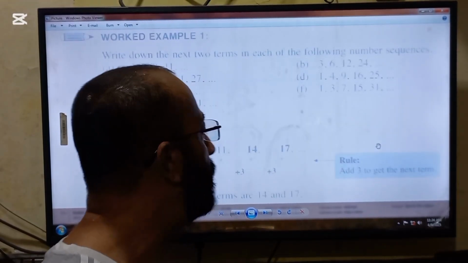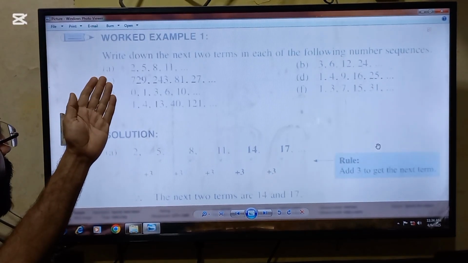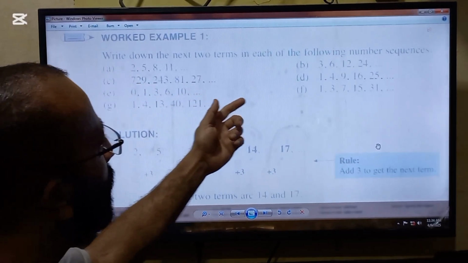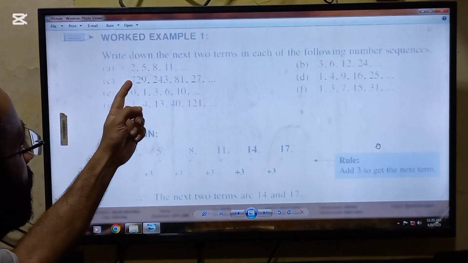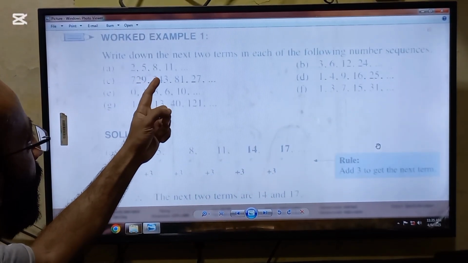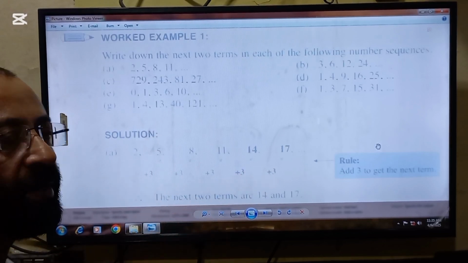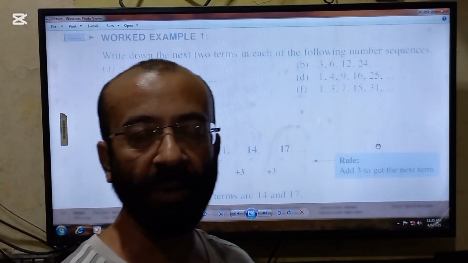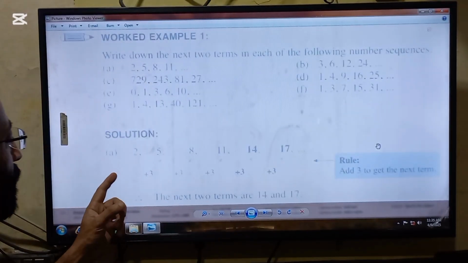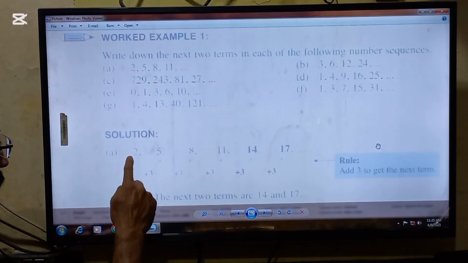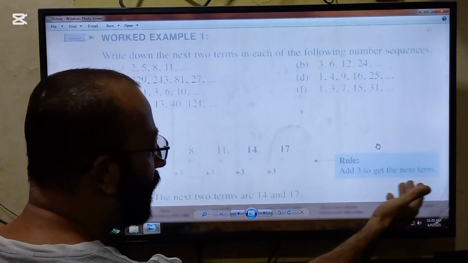Here is an example to understand the topic. The statement of the question is: write down the next two terms in each of the following number sequences. So here is part A, that is 2, 5, 8, 11. So here are the terms. First we have to understand the rule which is being followed in the number sequence. So we can understand plus 3 is the rule. Add 3 to get the next term.